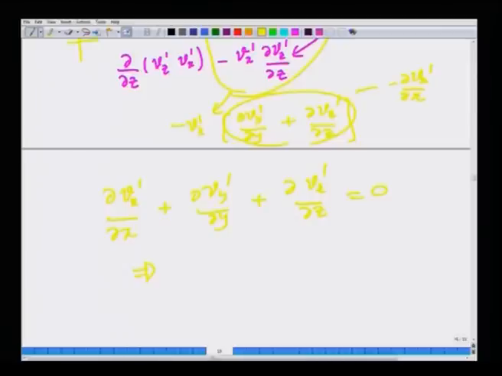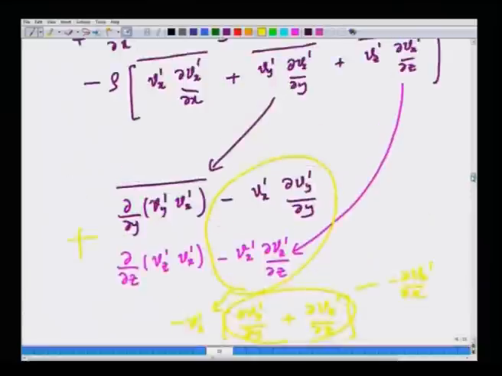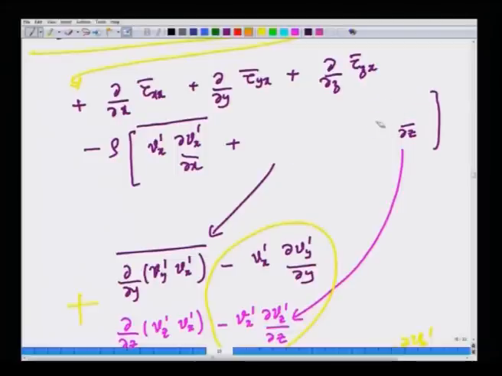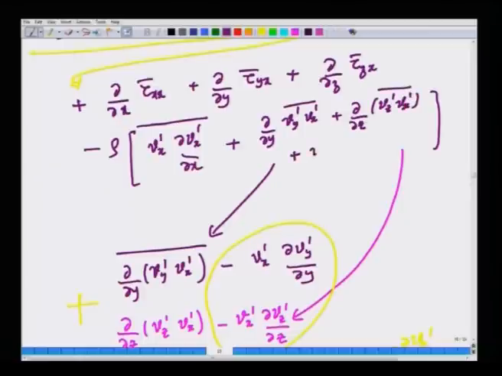So, if I multiply these two minus signs, it becomes a plus. If I go back to this equation, instead of these two terms, essentially what I am getting is a term like d dx of V y prime V x prime, plus d dy, and d dz of V z prime V x prime, plus another V x prime partial V x prime by partial x, whole average.